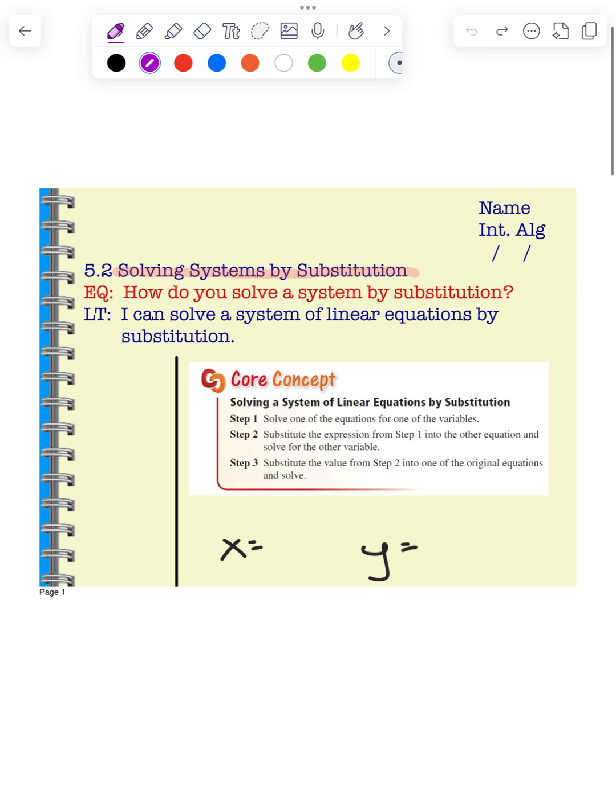And then we've seen the word substitute before. We've seen the word substitute when it comes to variables. It might say like substitute 2 for x, and that means you plug it in. This is the same thing with systems of equations. So if I have x equals something, I take that something and I plug it in for x. This allows me to solve for one of the variables and then plug that value in to solve for the second variable in the equation and get a solution to a system of equations.